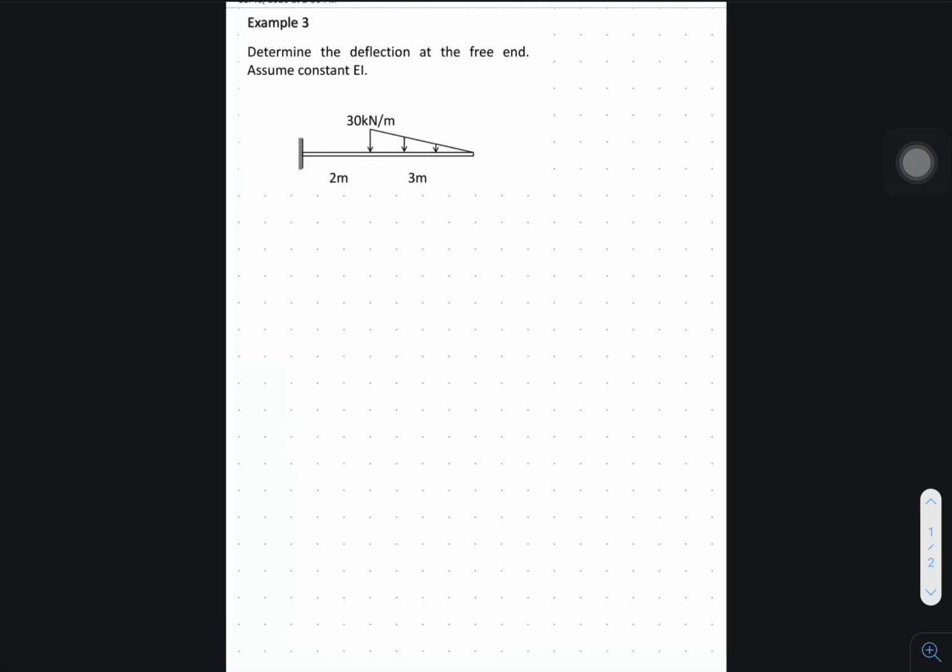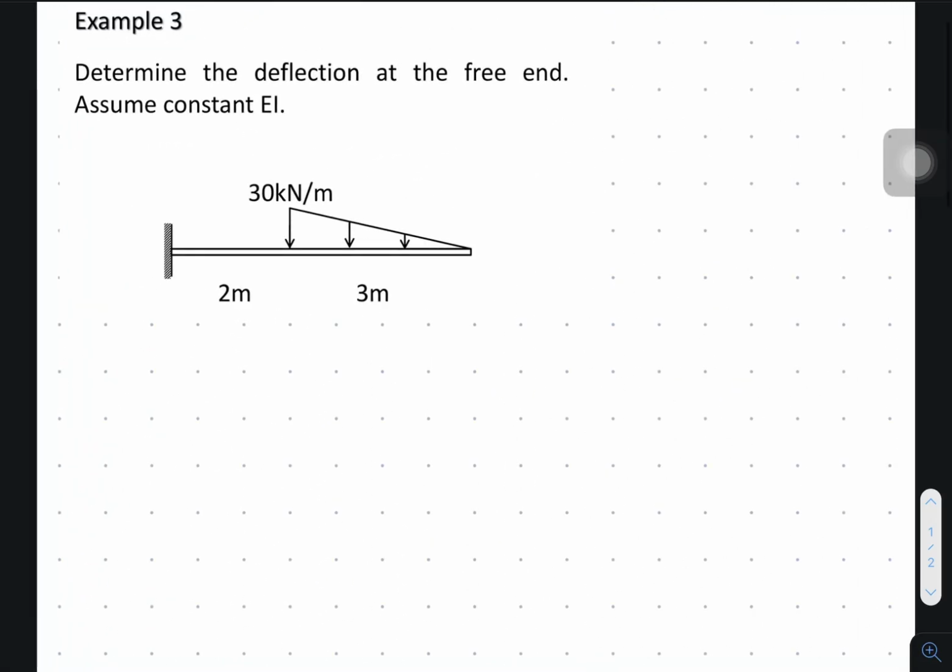So let us have example number 3. Determine the deflection at the free end. Since we are asked to solve for the deflection at the free end, we're going to place the P force here. And I'm assuming that the deflection would be downward because this is a cantilever beam. It's not an assumption, by the way. I'm sorry. It's the type of elastic curve or deflection that I already anticipated.